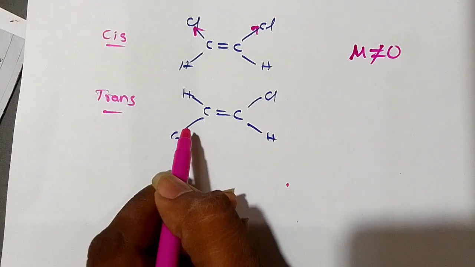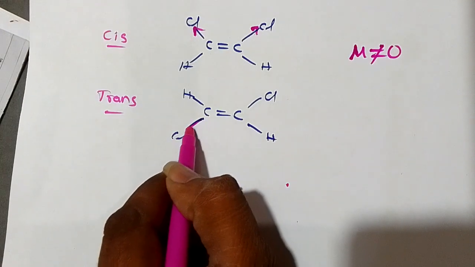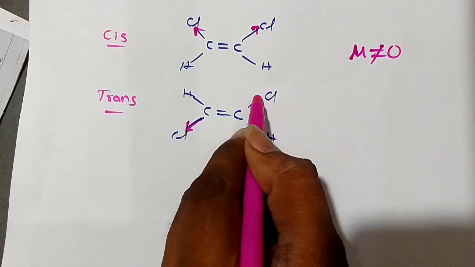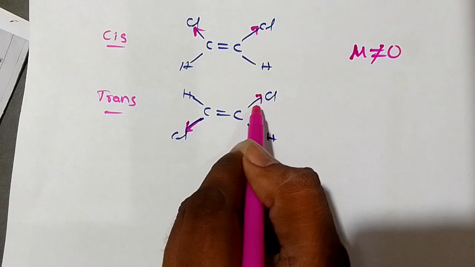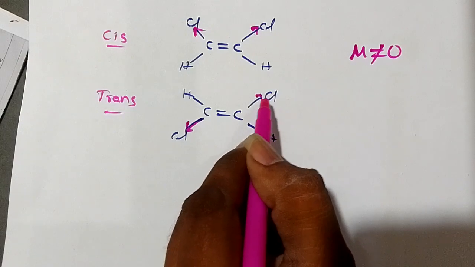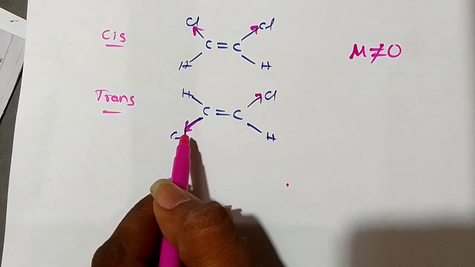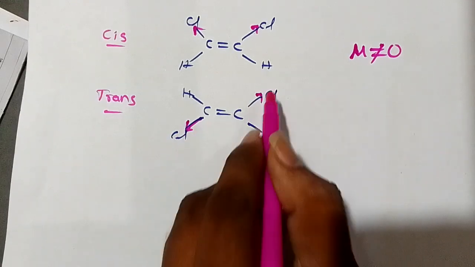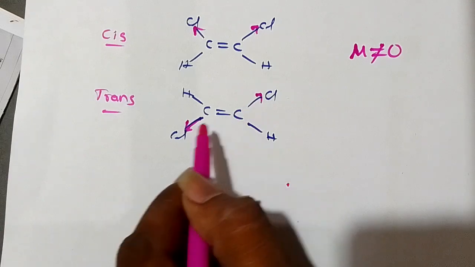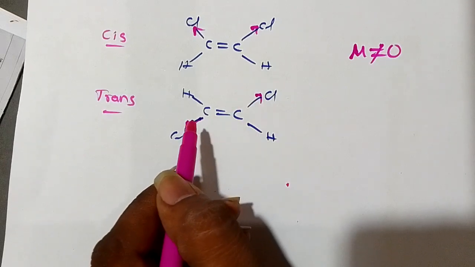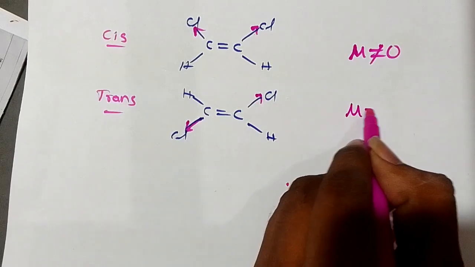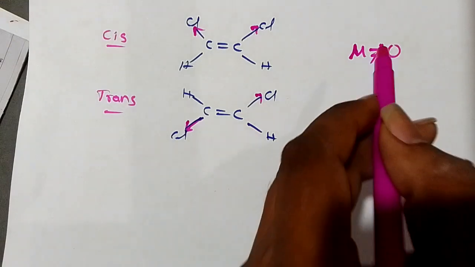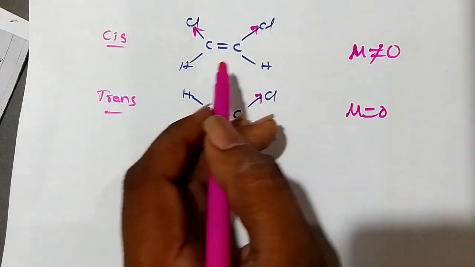Now you see it is a trans molecule. Chlorine has more electronegativity compared to carbon. This chlorine is also more electronegative compared to the carbon atom. This chlorine attracts the bonded electrons towards the chlorine atom, and this chlorine also attracts the bonded electrons towards itself. Both are on opposite sides, so both forces cancel with each other. That's why the net dipole moment is 0. If the dipole moment is 0, that is a trans molecule. If the dipole moment is not equal to 0, that is a cis molecule.